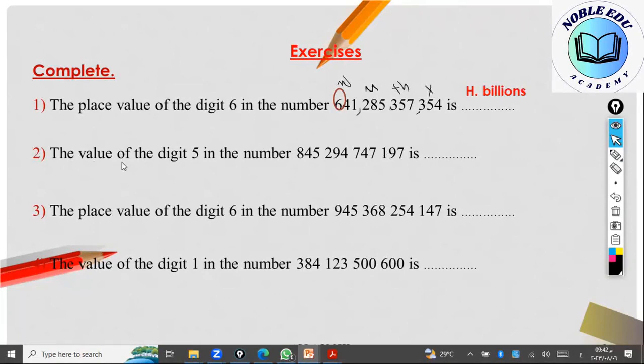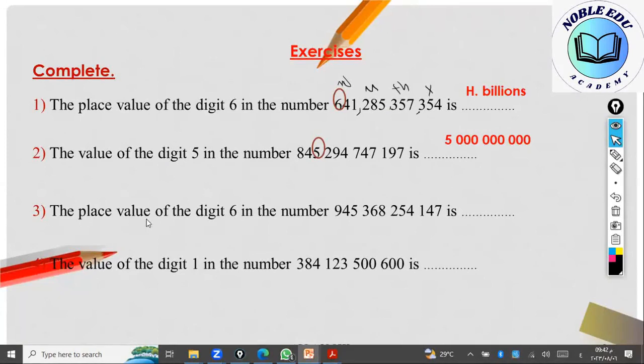Okay, the value of digit 5. Value means number. Write number 5 and count how many. Circle number 5 and write 5 again. Replace all digits before 5 by zeros. I have here 9 digits. Replace the 9 digits by 9 zeros.